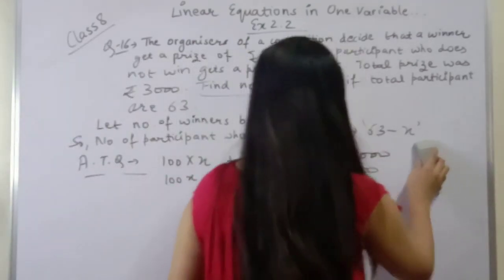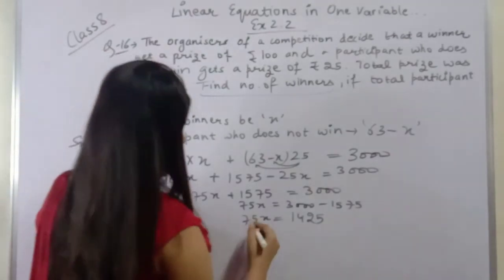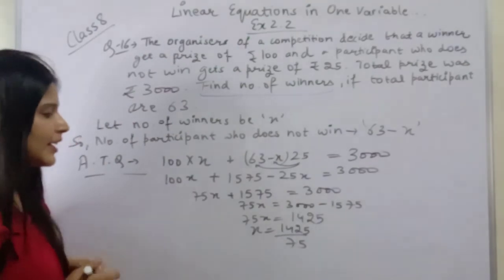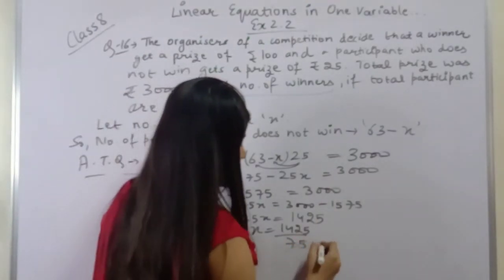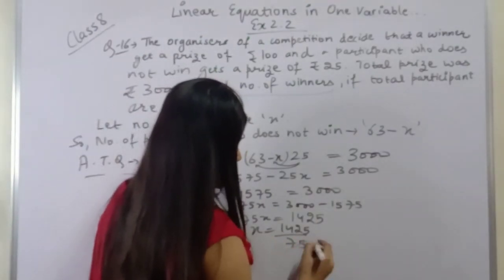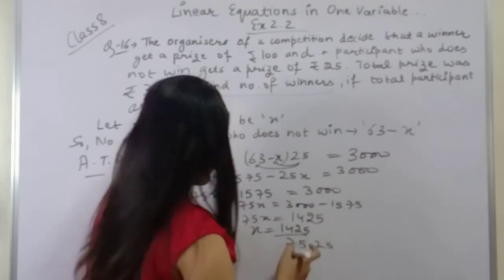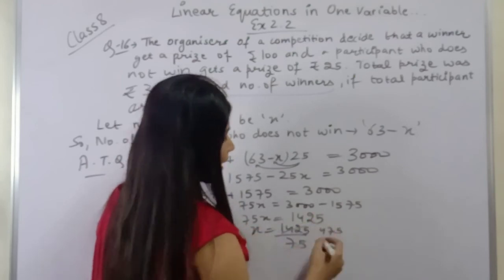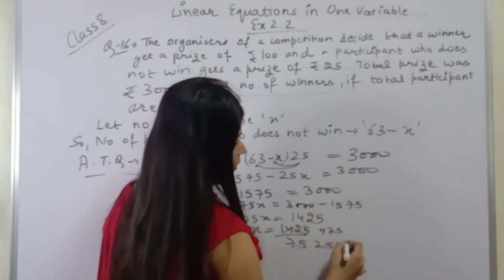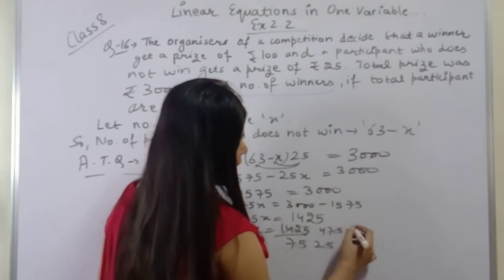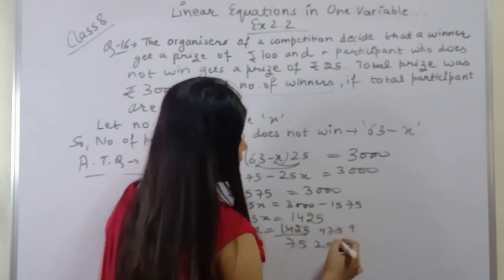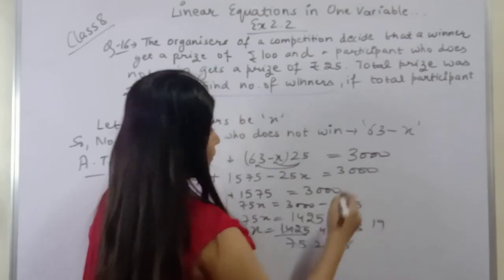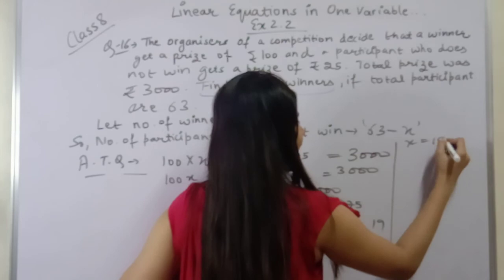Now x की वैल्यू आ गई 1425 upon 75. So I think these are the multiples of 3. 3 2s are 6, 3 25s are 75, and 3 4s are 12. 3 7s are 21, 3 5s are 15. Again, now 5: 5 5s are 25, 5 9s are 45. 5 5s are 25, 5 5s are 25, 5 9s are 45. So the value of x comes out to be 19.